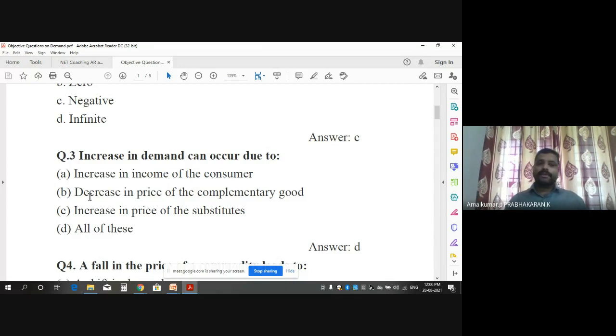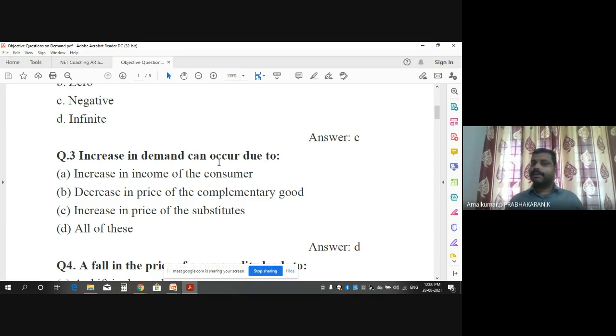In case of the second one, a decrease in the price of complementary goods. If the complementary goods' price is decreasing, this also increases the demand for a particular product. And another one, an increase in the price of a substitute. This will improve the demand for a particular product.